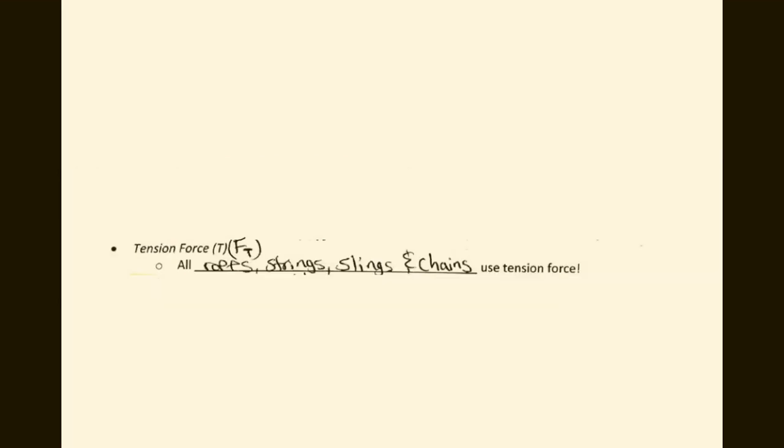All right, so force tension. All ropes, strings, slings, and chains use tension force. So remember that basically you can think about the word tense. If someone is tense, they're very tight. And if you can tighten something with something, then that's usually basically force tension. So rope, string, sling, chain, whatever you can use to tighten something with, it is going to be called force tension.